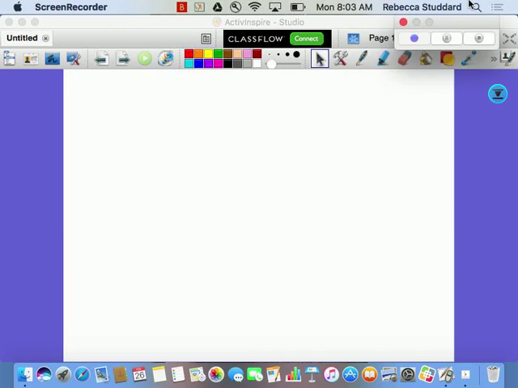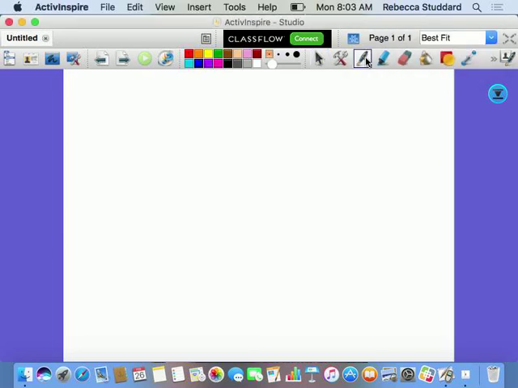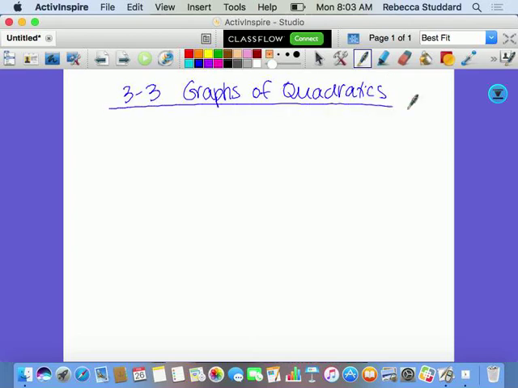So we're going to be looking at section 3.3, pray the board works. Yes. And the title of this section is longer than what I want to write. So we are going to title it Graphs of Quadratics. All of this information you've seen before.